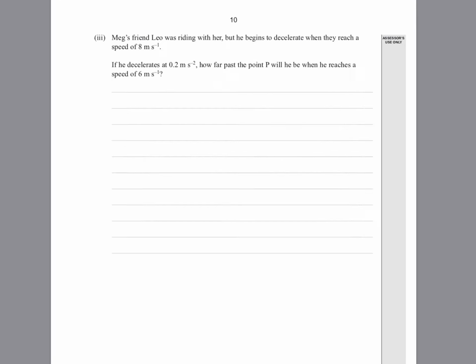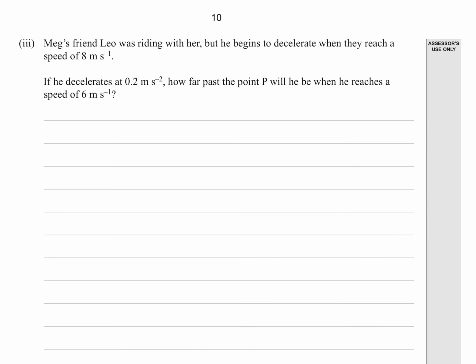Alright, moving along. Last question, I believe. Meg's friend Leo was riding with her, but he begins to decelerate when they reach a speed of 8 meters per second. If he decelerates at 0.2 meters per second squared, how far past the point P will he be when he reaches a speed of 6 meters per second?